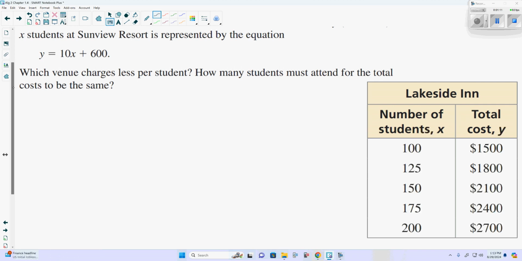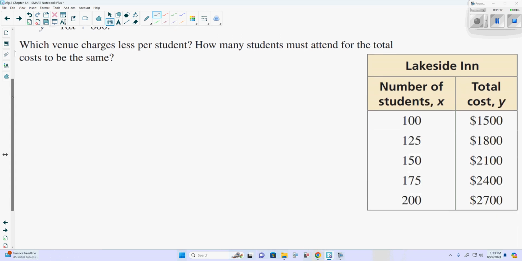I'm going to just copy it over on the whiteboard so we can keep a list of these here. Now, the two questions it has are: which one costs less per student, and how many students would it take for them to be the same. For us to do that, we need to know the slope, or how much it costs per student for Lakeside Inn, and then we need the equation to see how many students it's going to take for them to be the same.